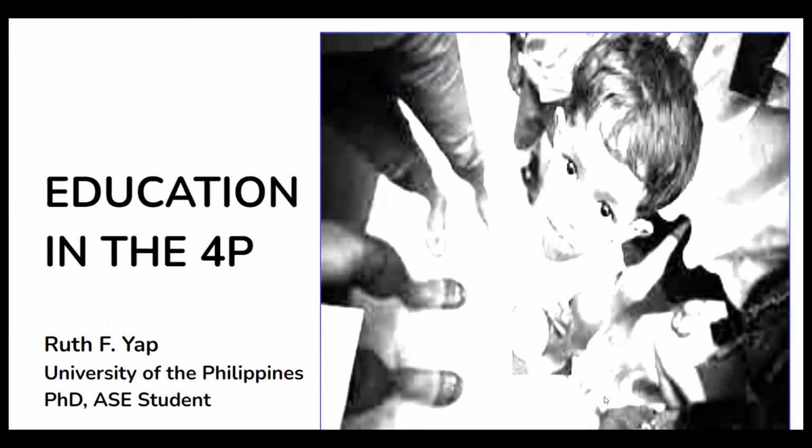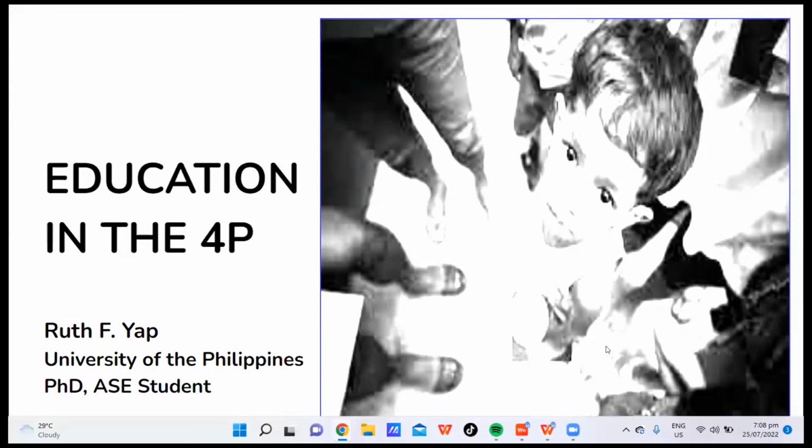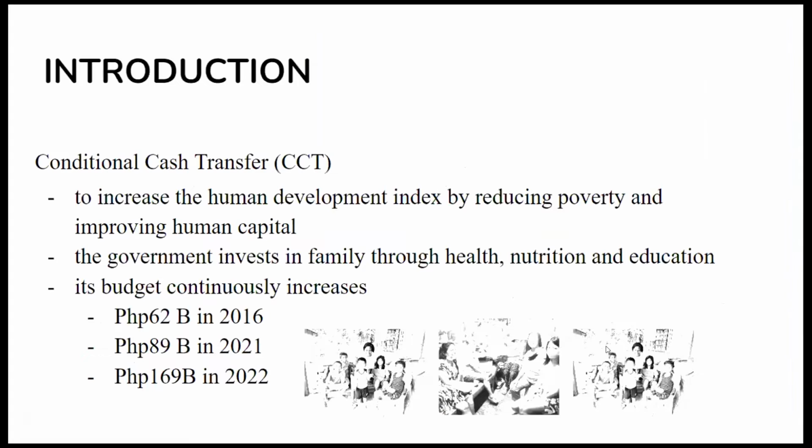Education has always been thought of as one of the answers to the problem of poverty. Educated citizens make a progressive nation, as we all know. So governments pour in money to invest in education. Thus, even in poverty alleviation programs, there is an educational component. In the Philippines, we have a conditional cash transfer, which we call 4Ps, or in Filipino, Pantawid Pamilyang Pilipino Program.